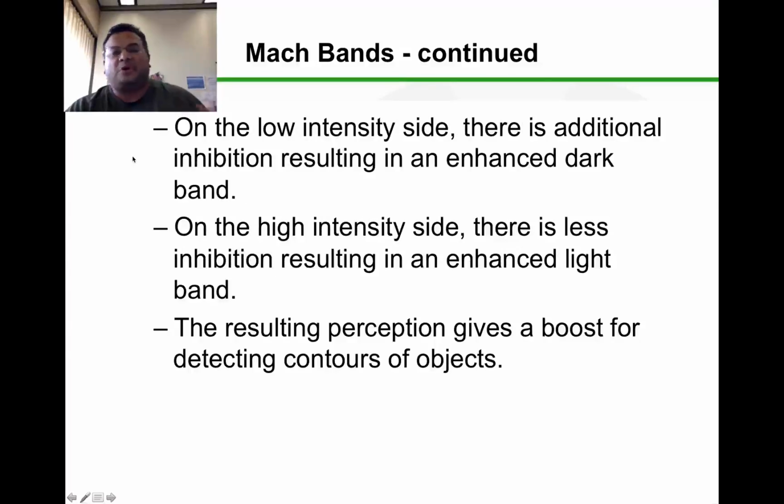So the purpose of lateral inhibition is a first level analysis on detecting contours and shapes, detecting borders where one shape begins and another shape ends. That's the purpose of it.